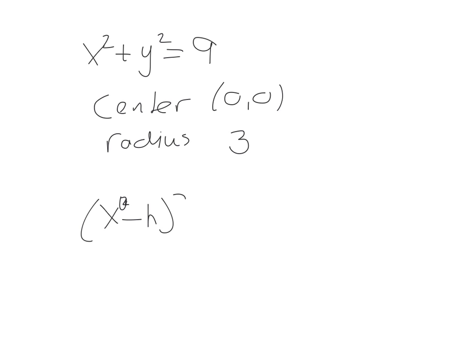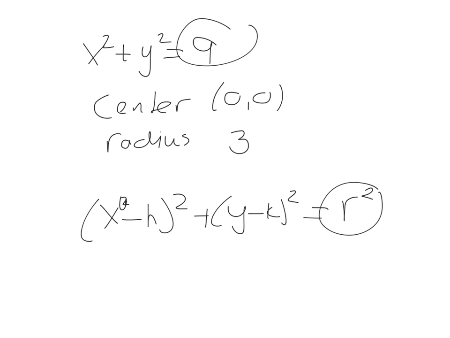Because the equation is x minus h squared plus y minus k squared equals r squared. So they're telling me that r squared is 9, and my radius is 3. Don't make it more complicated.